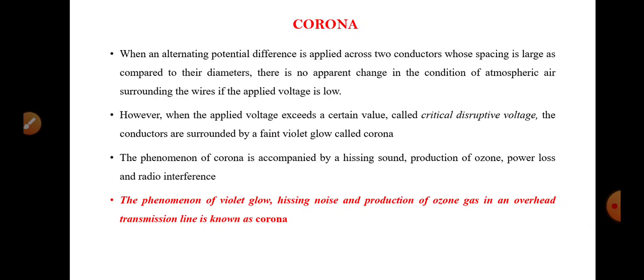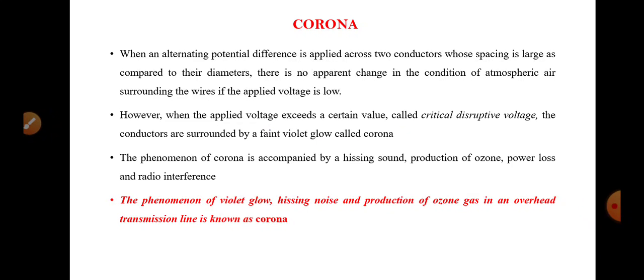Next topic is corona formation in transmission line. When a high alternating potential difference is applied across two conductors, corona is formed. And the voltage at which corona occurs is called critical disruptive voltage, denoted by Vc.